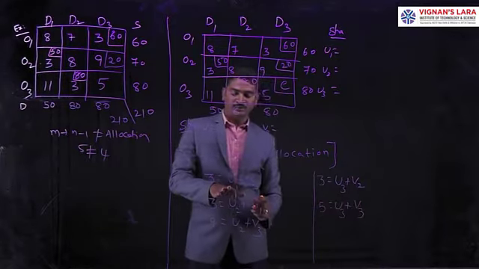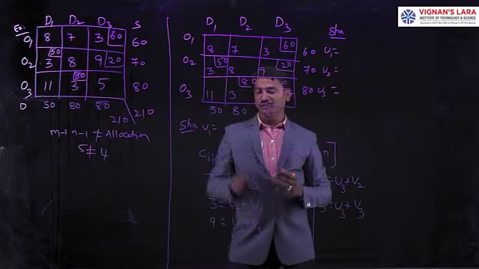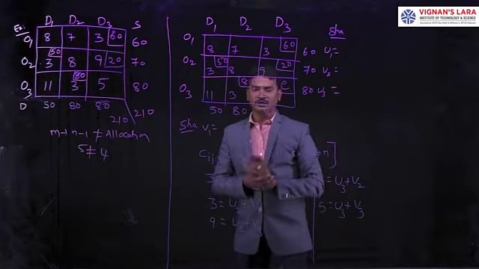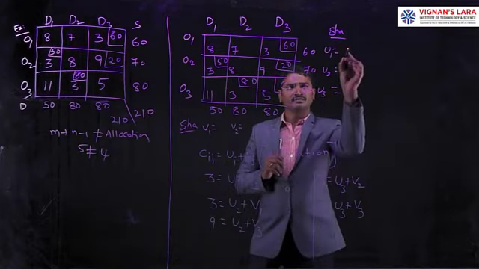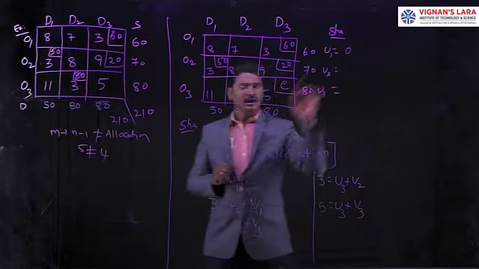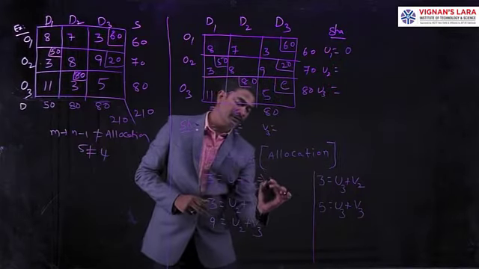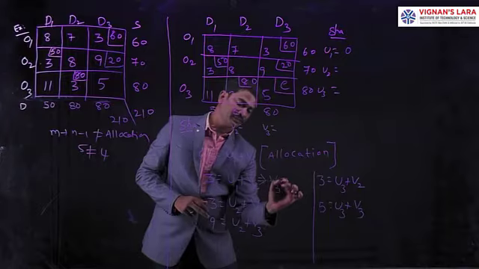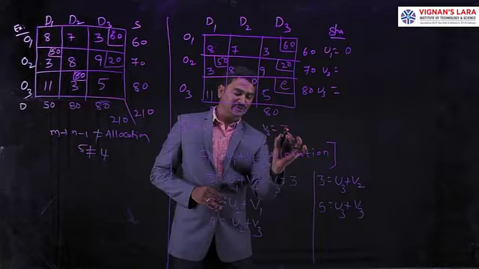Here the U1 value we don't know. U1, U2, U3, V1, V2, V3 values we don't know. Here we are going to assume any one shadow price value is equal to 0. After taking U1 is equal to 0, we are going to substitute that value here. From this we are going to get the V3 value. Here we obtained V3 is 3.